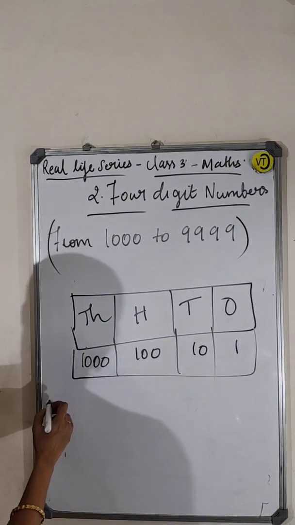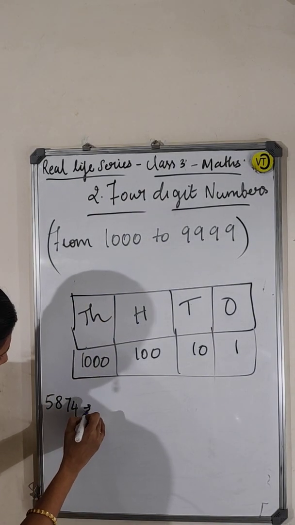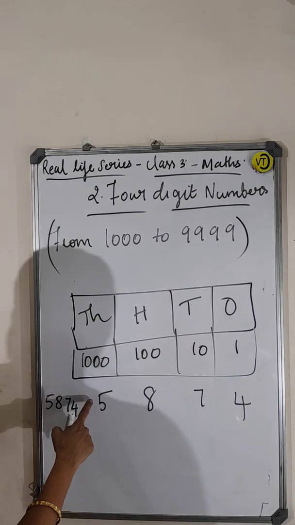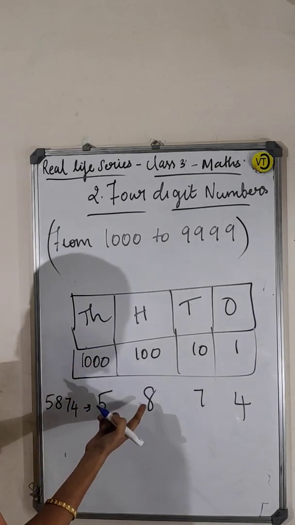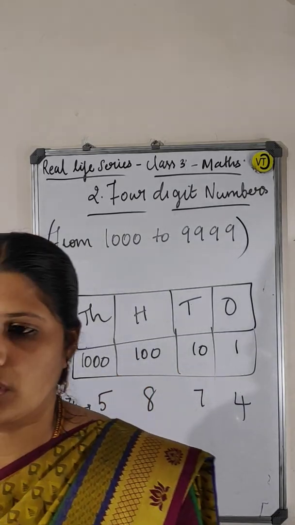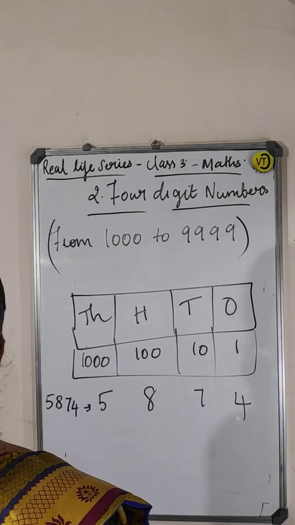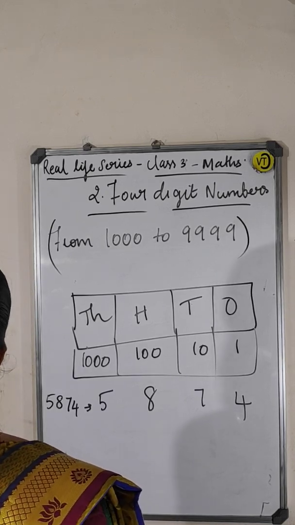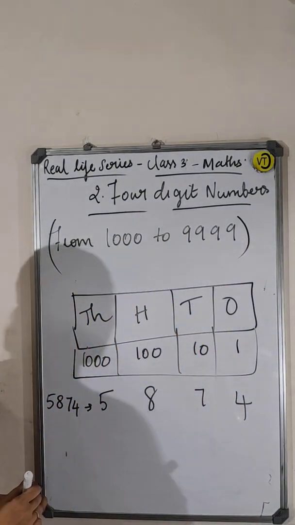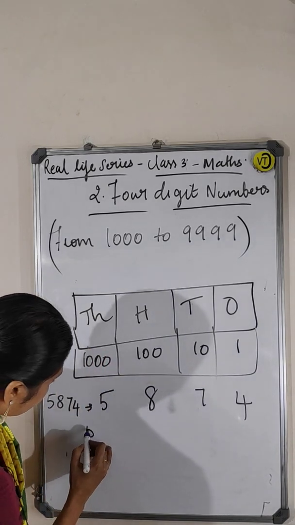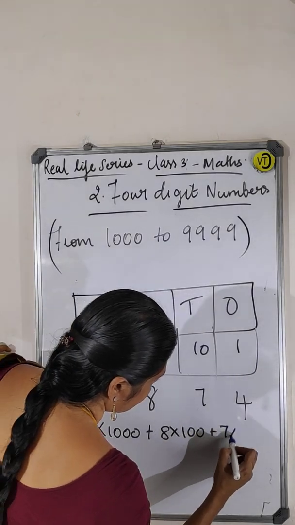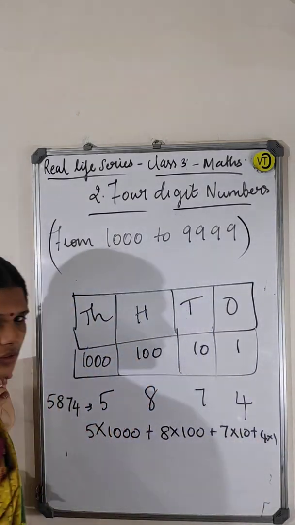5874. How can you write this? So 5 into 1000 is equal to 5000. 8 into 100 is equal to 800. 7 into 10 is equal to 70. Plus 4 into 1 is equal to 4. So this way we can expand the numbers. Expanded form of numerals is what here? So how can I write this in expanded form? 5 into 1000 plus 8 into 100 plus 7 into 10 plus 4 into 1.